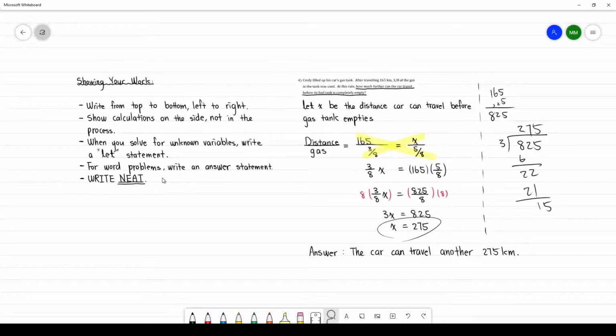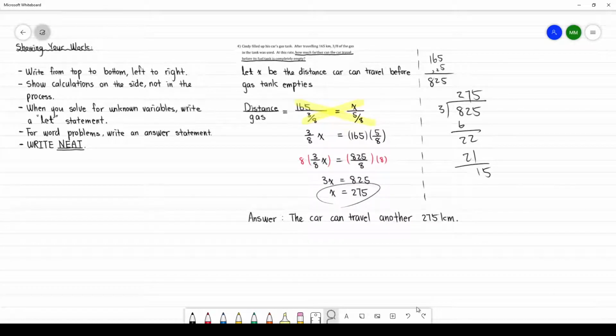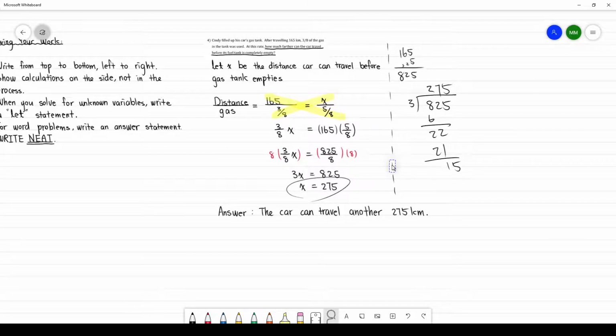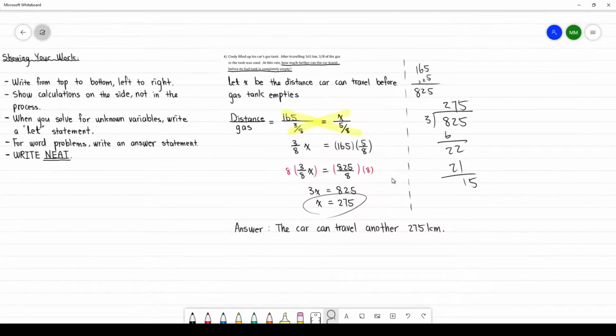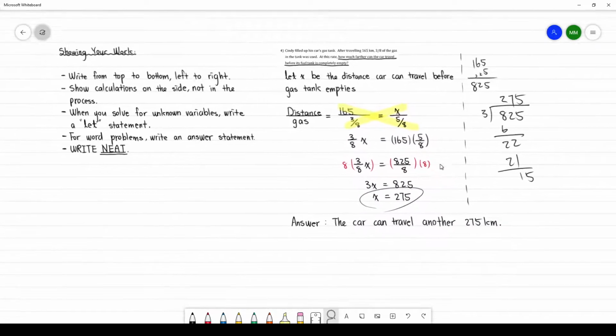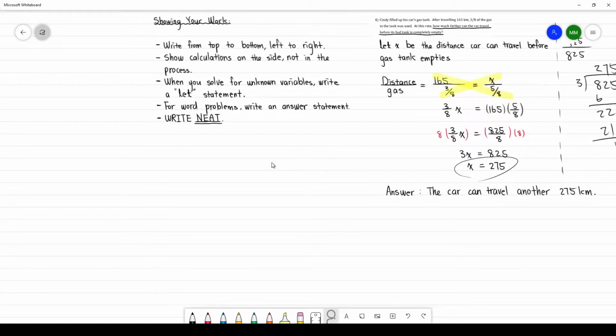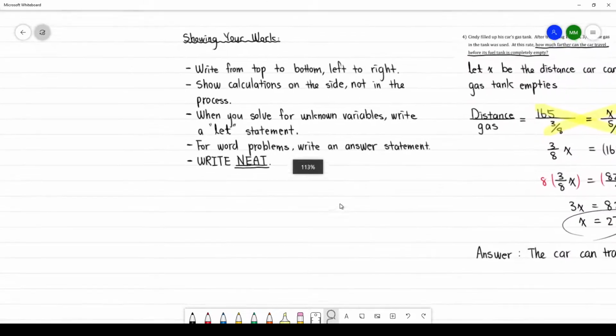And always just write neatly. And yeah, I think my writing is pretty neat. It doesn't have to be like this, but it would be really good if you can write like this. Some of you have really neat writing, and that's really good. But if you don't think your writing is that neat, just try, and putting in the effort goes a long way. So that is about it.